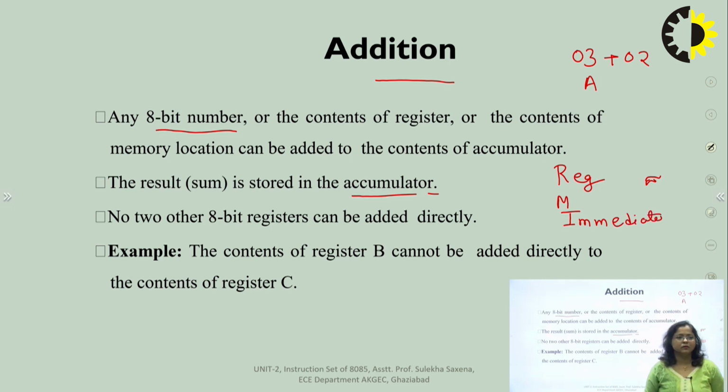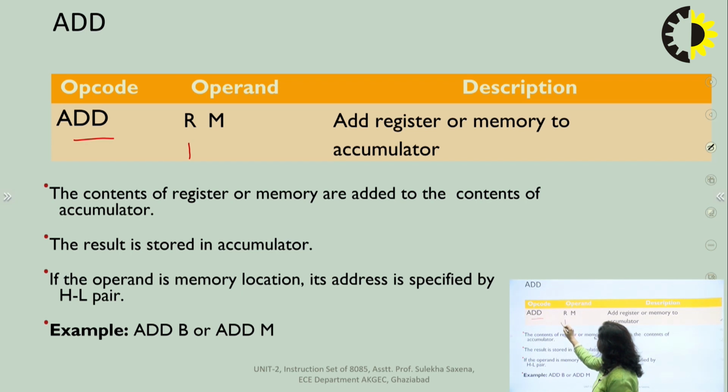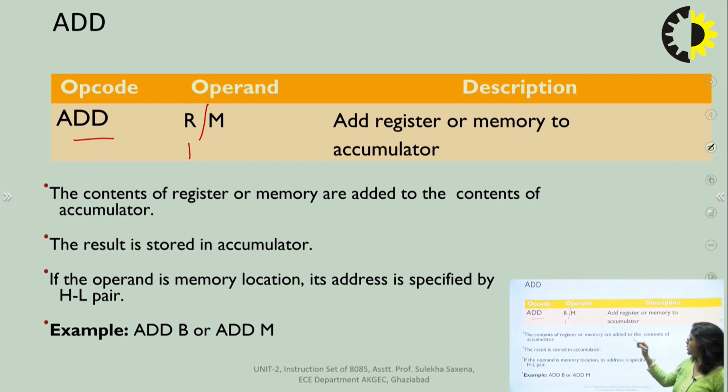Moving forward, the first addition instruction is ADD. Both the contents can be registers, that is, ADD R means add accumulator with register, or ADD M means add accumulator with content of memory location. Here only one operand will be specified, that is either R or M, and the second operand will by default be the accumulator. The content of register or memory location is then added to the content of accumulator and the result will be stored in accumulator.